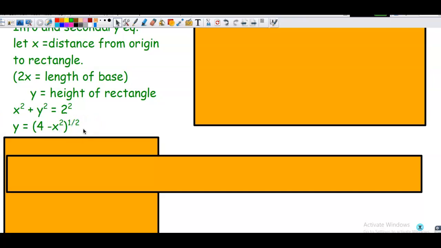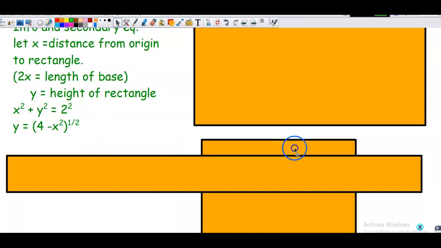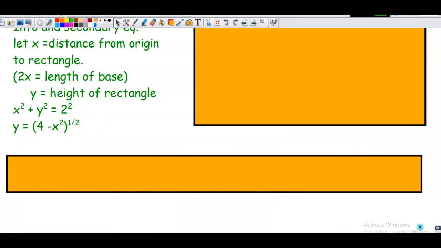And since I didn't do a plus or minus, some of you may be going, oh, you forgot your plus or minus, you've been taking points off my paper. Well, I don't want a plus or minus because I only want the top half of the circle. So I intentionally did not do plus or minus because this is the top half of the circle, which gives me a semicircle. So the height of the rectangle is the y. This expression right here is the height of the rectangle. All right, that was a lot of work just to get to the area of the rectangle.